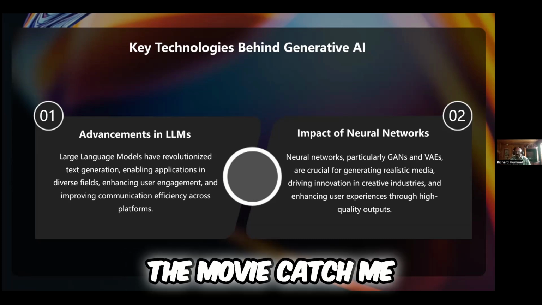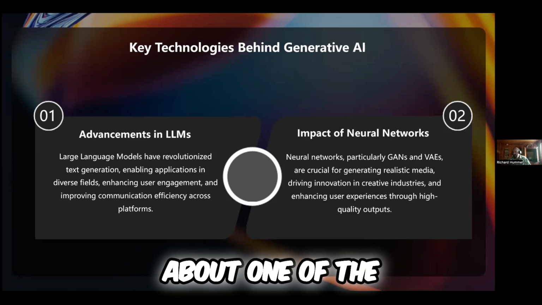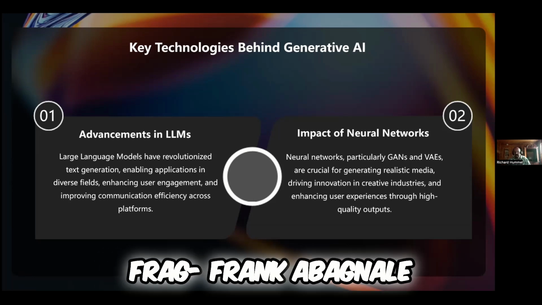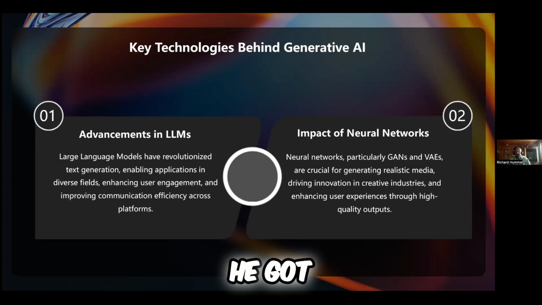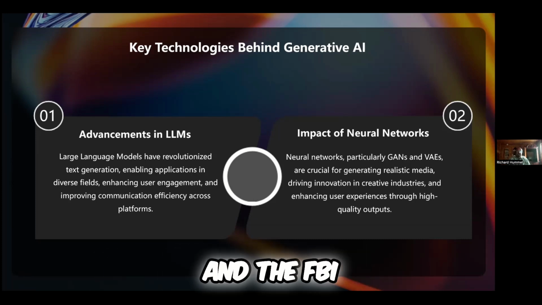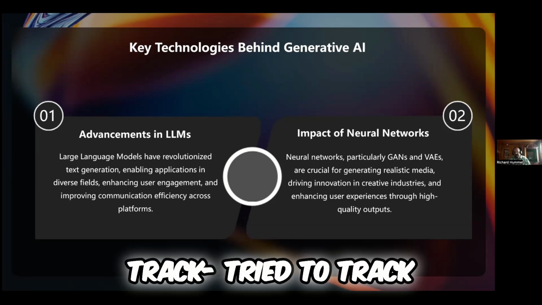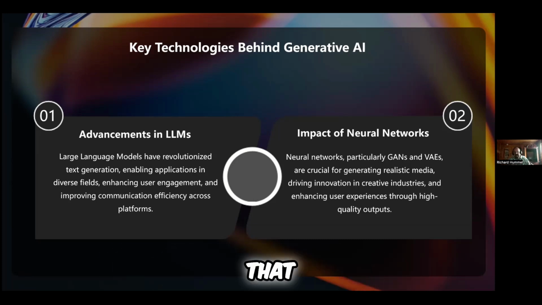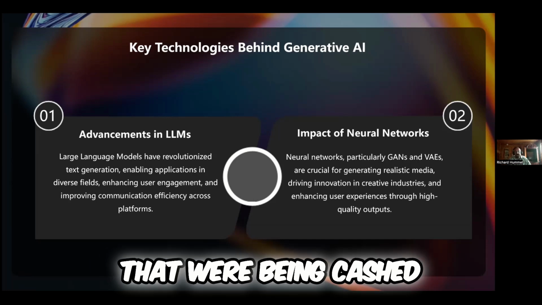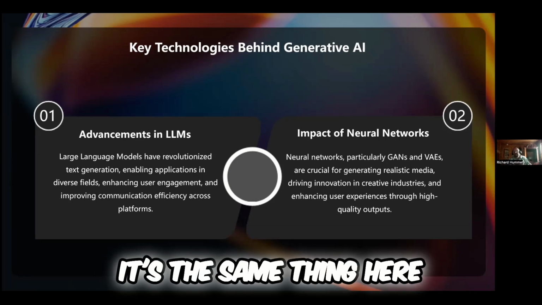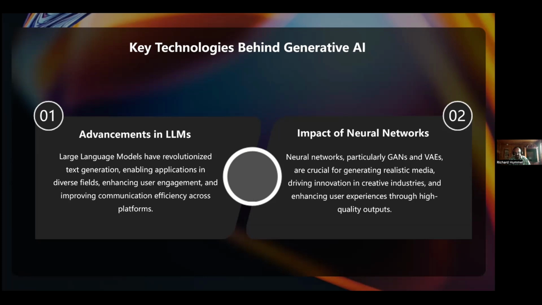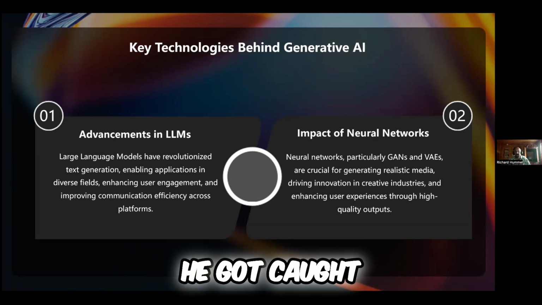So if you ever saw the movie Catch Me If You Can, about one of the most famous con artists of all time, Frank Abagnale, he got great at making checks as a teenager, faking checks. And the FBI tried to track him down, but every time that they thought he was one place, or based on the checks that were being cashed, he'd actually be someplace else. So it's the same thing here. So as the counterfeiter gets better, the detective gets better. And eventually, if you saw the movie, he got caught.